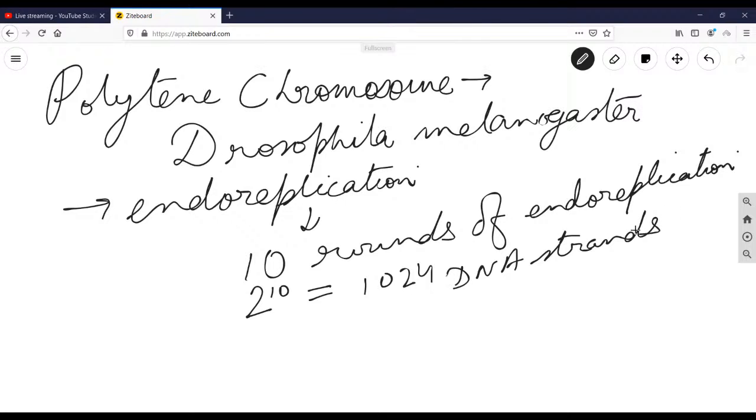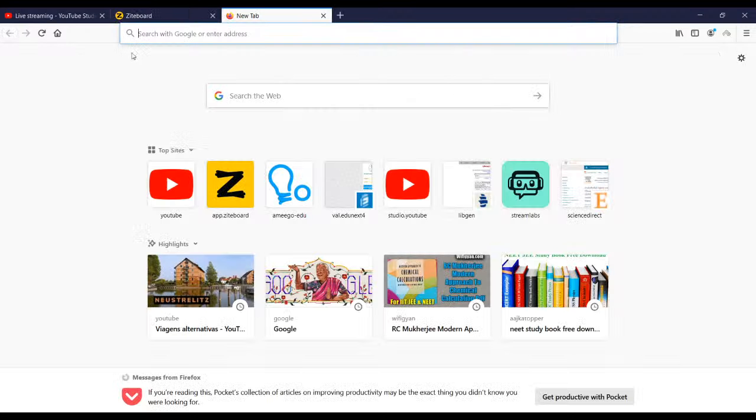This is the sheer number of DNA strands arranged alongside each other that produce distinctive banding patterns. That is known as endoreplication. And these are the sites. They are large puff sites. Balbiani rings are what? They are large puff sites in polytene chromosomes. They are present during the larval developmental stage of the dipterians. I'll just show you what Balbiani rings and polytene chromosomes are, for you to understand.